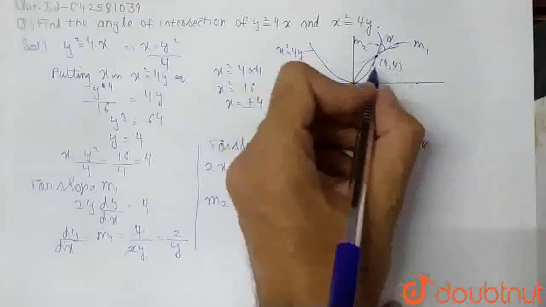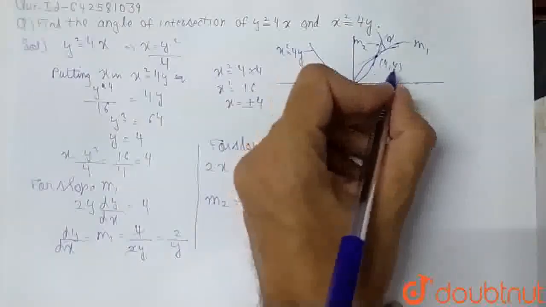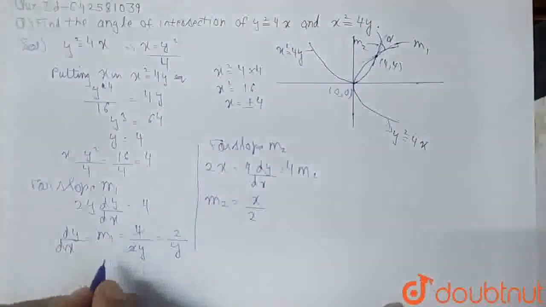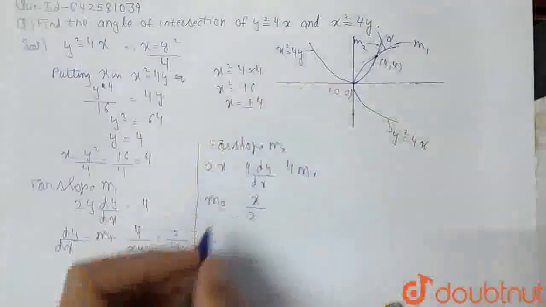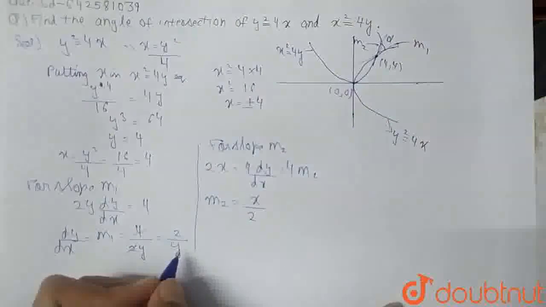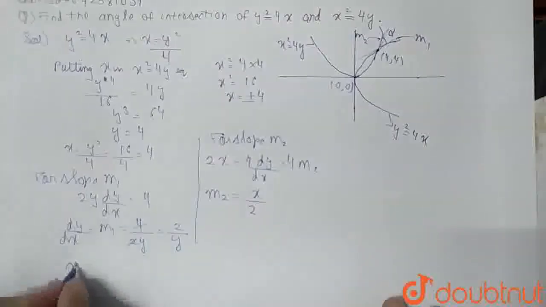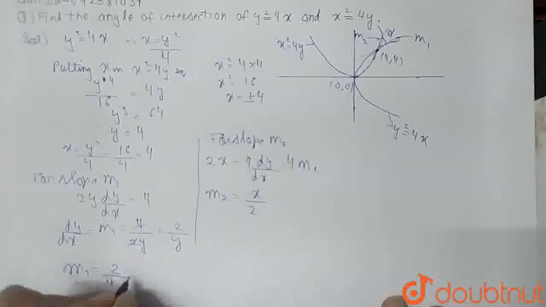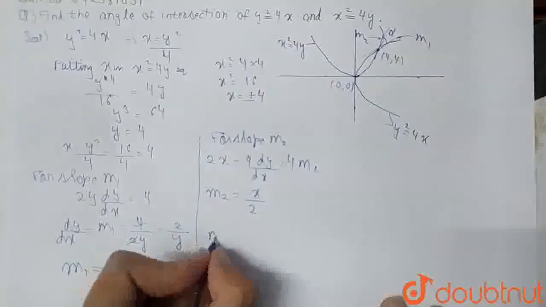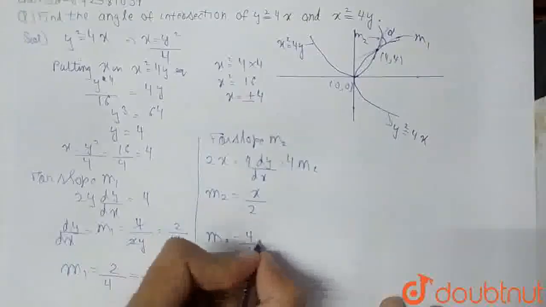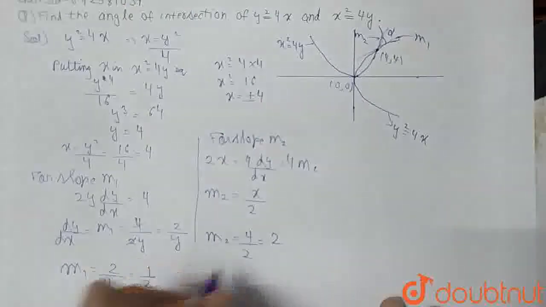Now we know that the coordinates of the intersection point are 4, 4. Our m1 is 2 by y, and y is 4, so m1 is 2 by 4, which is 1 by 2. And x is also 4, so m2 is 4 by 2, which is equal to 2. So now we have the values of m1 and m2.